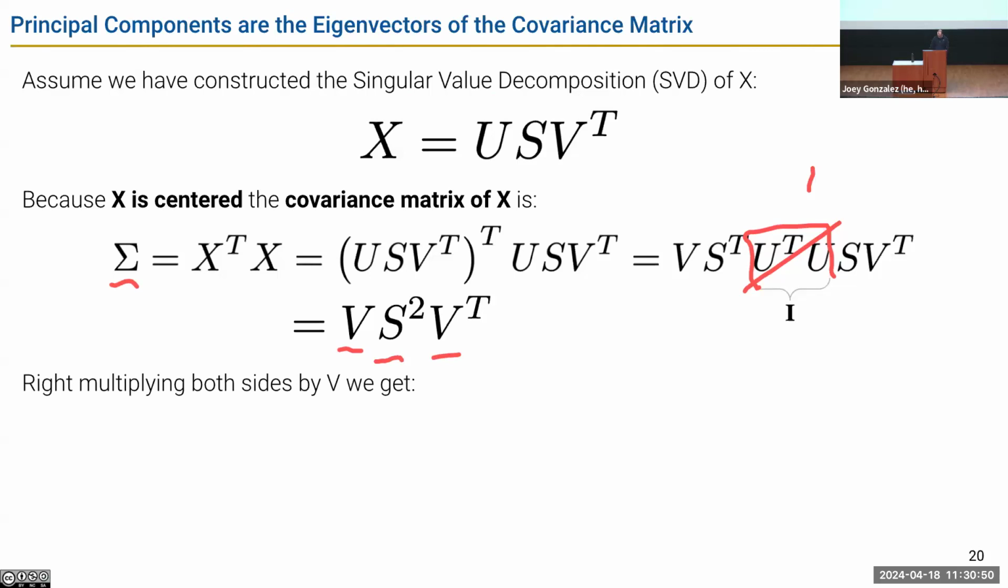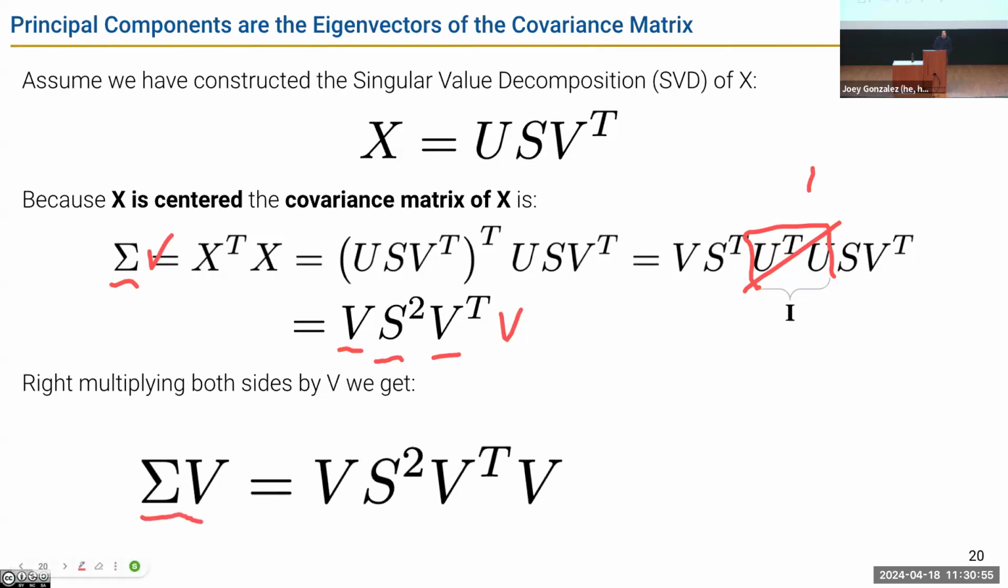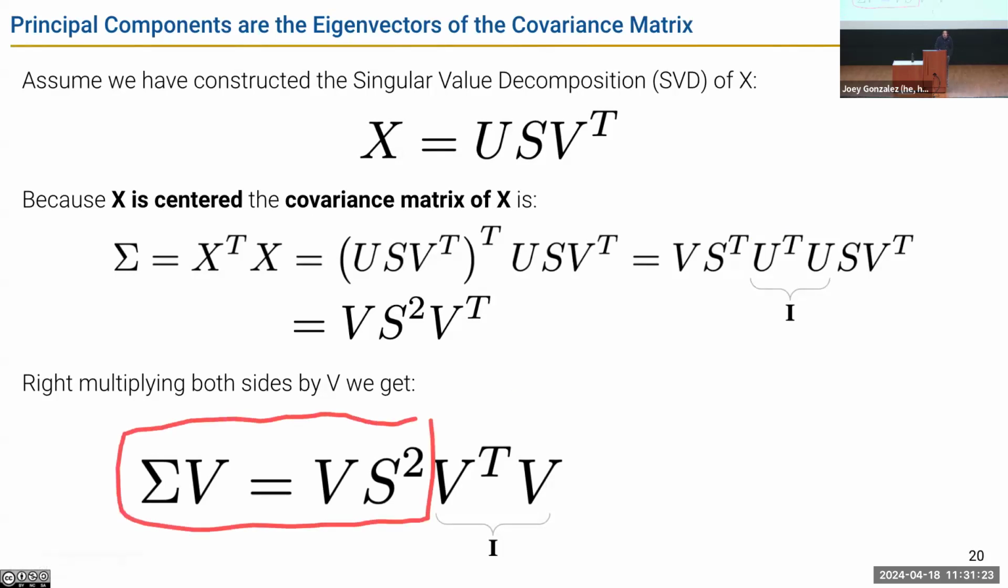If I right multiply, so I'm going to put a V on both sides here, you get sigma V equals V S squared times V transpose times V. What's going to happen? What do we know about this? What's V transpose V? 1. Boom. It's the identity matrix. So what do we have now? Yes, what is that? An eigenvalue equation.